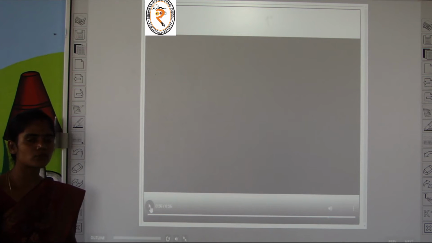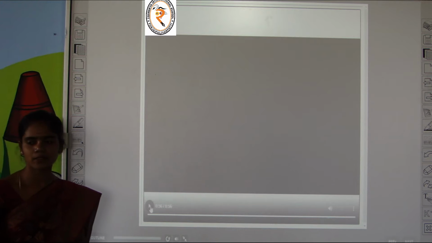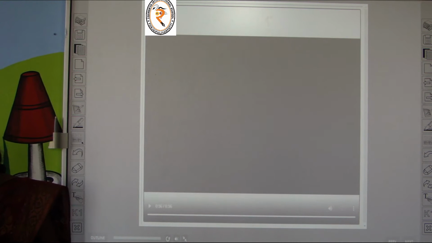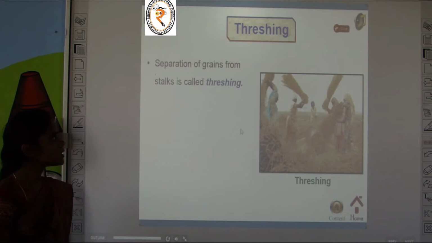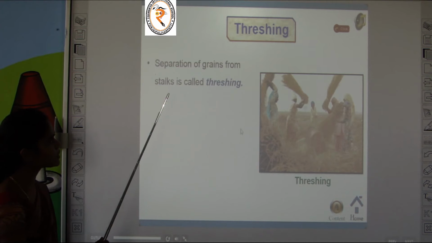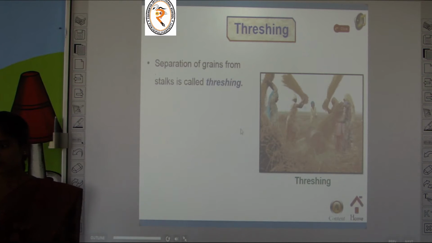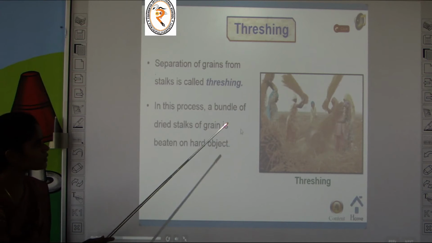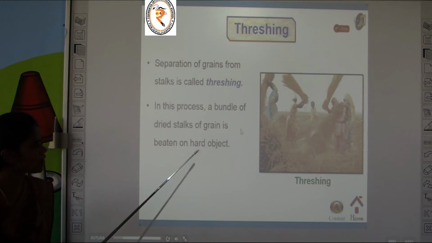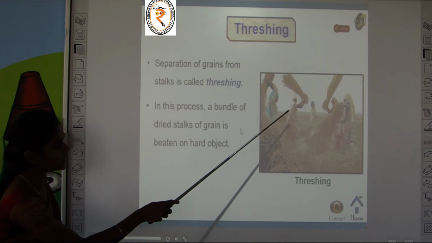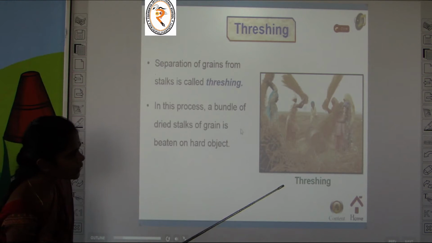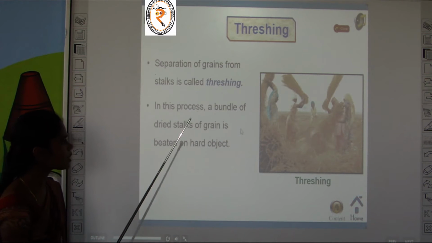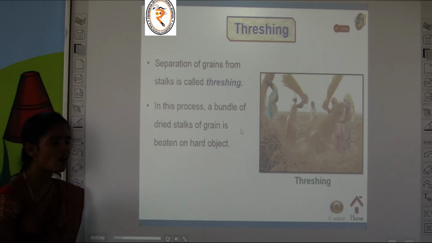So mainly this method is used to separate the grains and husk. Okay. And the next one is threshing. What is called threshing? This method is also used to separate solid from solid. See, separation of grains from stalks is called threshing. In this process, a bundle of dried stalks of grain is beaten on a hard object. Look at the picture. They take the bundle of dried stalks and beat it on the stone.